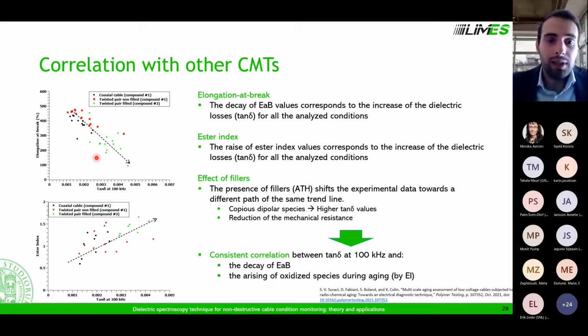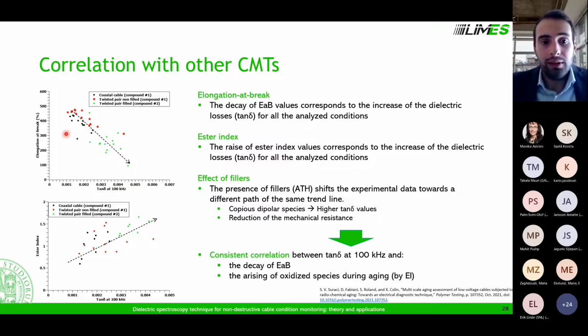On the contrary, if we introduce ATH inside the cable insulation, the cluster is shifted downwards with lower values of elongation at break, and this was again expected because we are introducing external inorganic species, which brings to an abrupt decay of the mechanical performance of the polymer. But we are also introducing polar species, so we are moving towards higher values of dissipation factor.